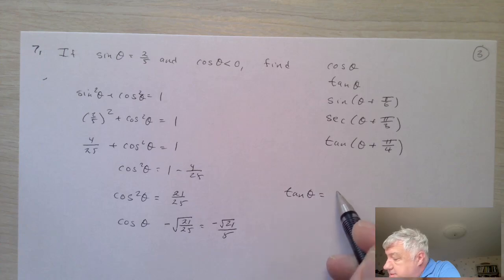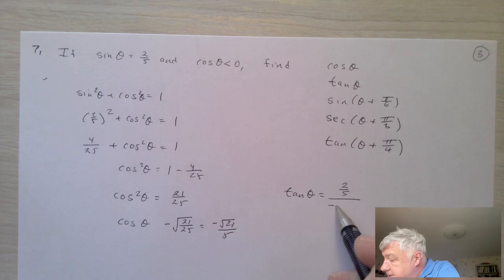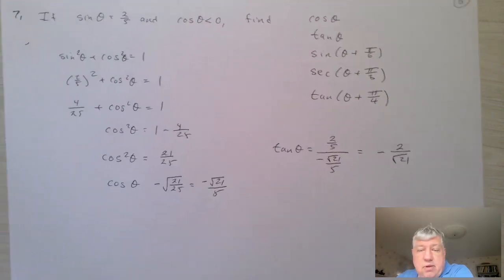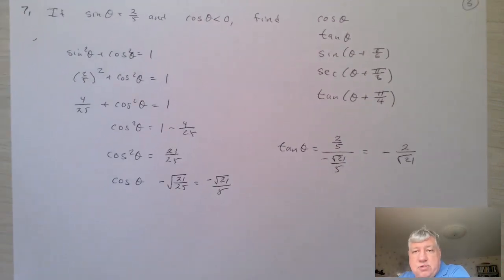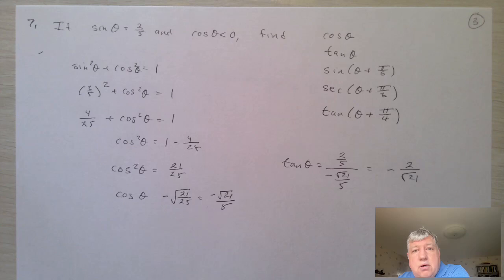is going to be the sine over the cosine. So it's 2/5 over negative square root of 21 over 5. The 5's cancel, and this reduces to negative 2 over square root of 21. And we won't rationalize because we don't feel like rationalizing things these days, or at least right now. All right, so let's look at the next one.